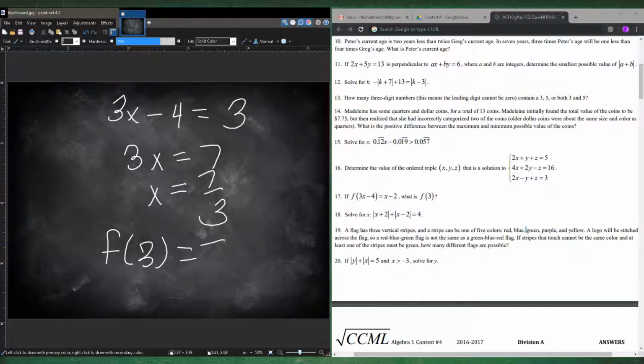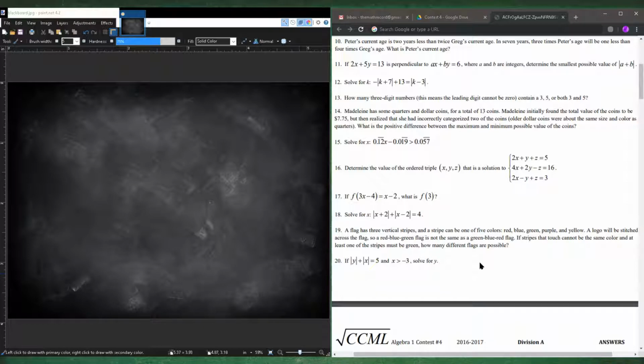to 7 over 3 minus 2. So that's 1 over 3. So f of 3 is just 1/3. That's the answer.